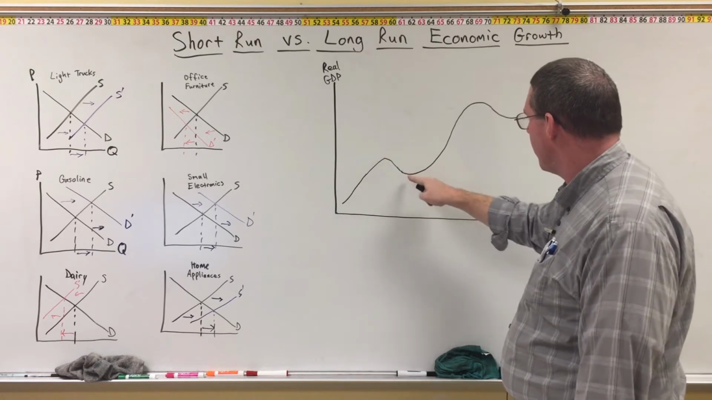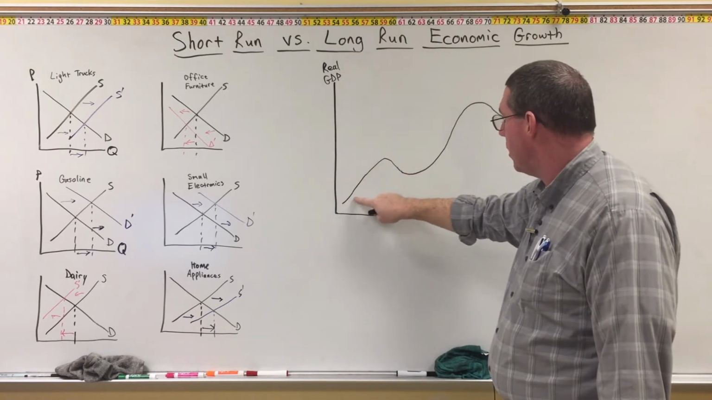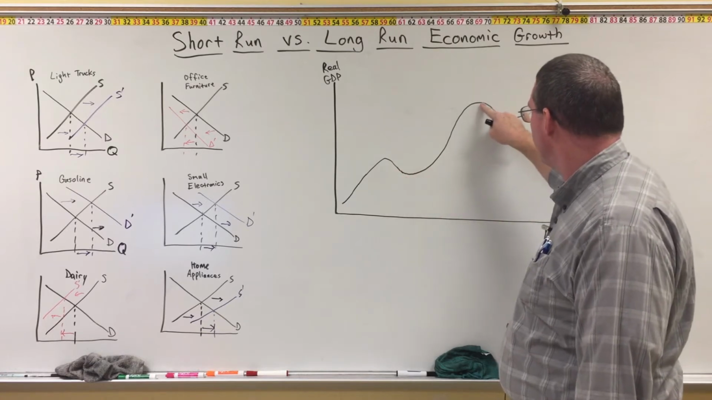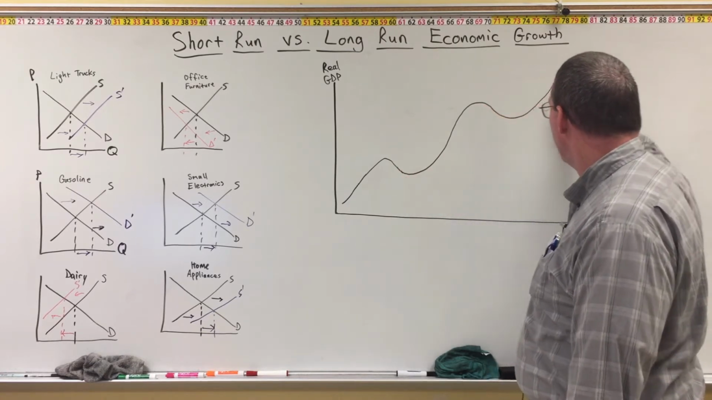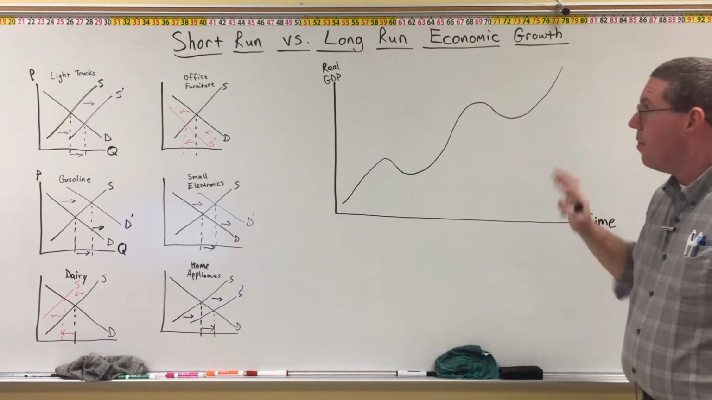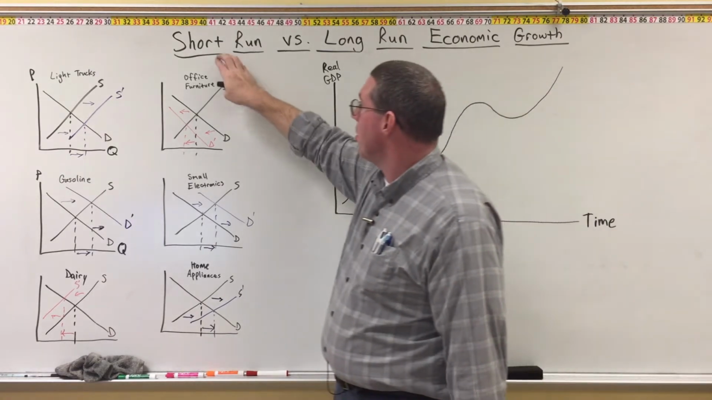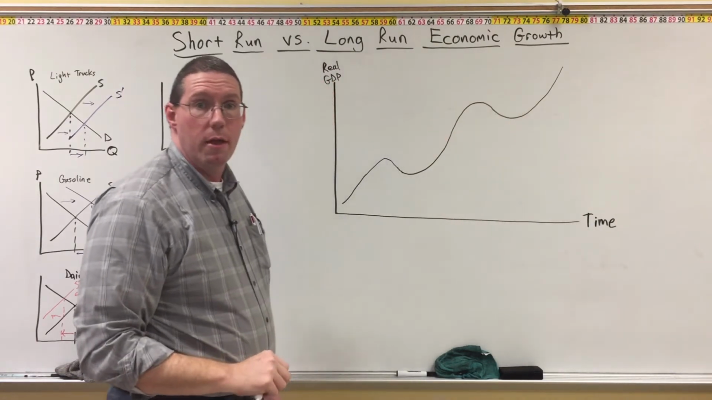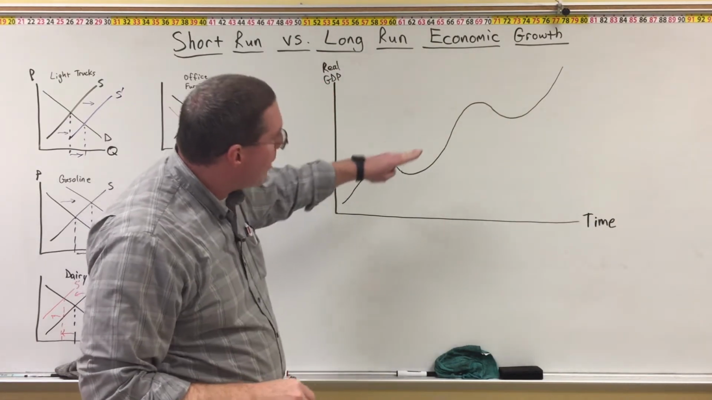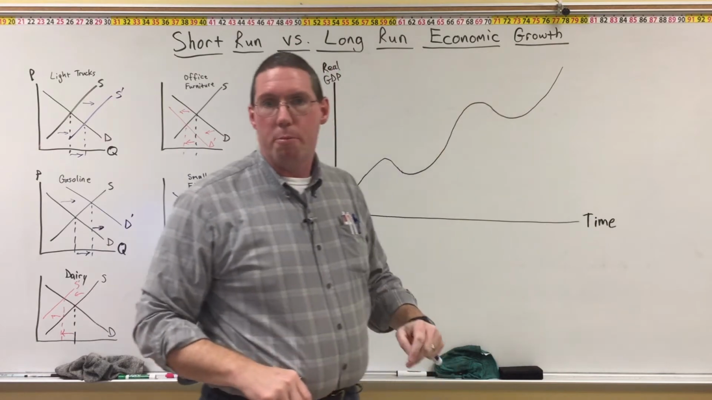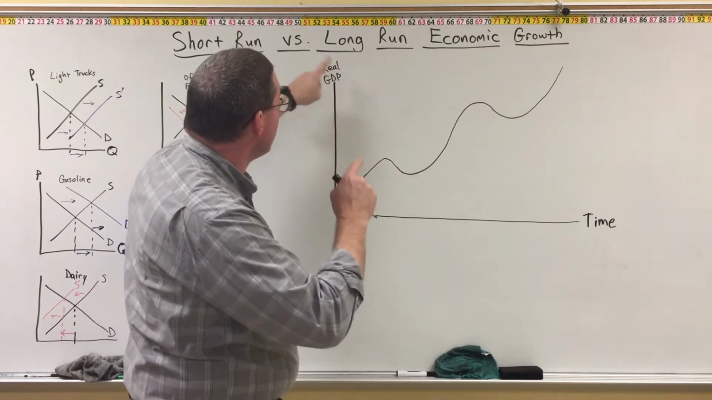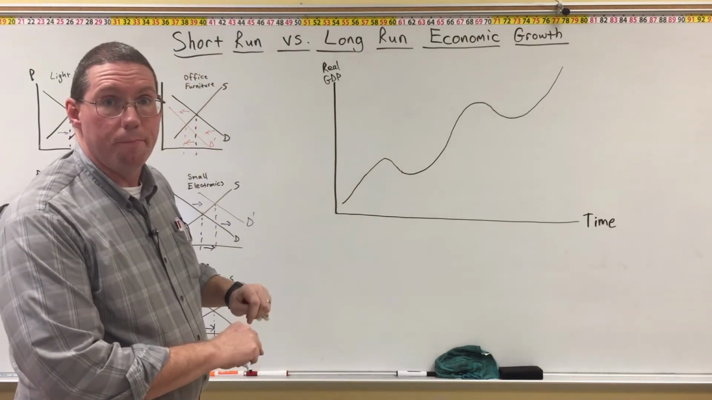So we have increase, decrease in real GDP, increase in GDP, decrease in GDP, increase in GDP, decrease in GDP, increase in GDP. This is typically what happens in the short run over time with economic growth, is we have these fluctuations in output, okay? And we call that real GDP in the short run.